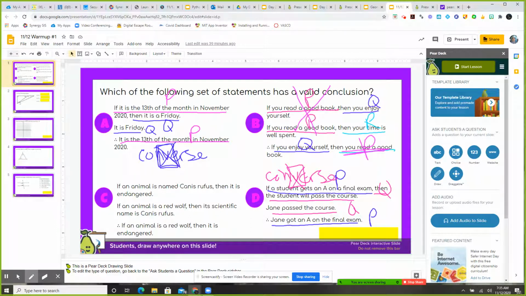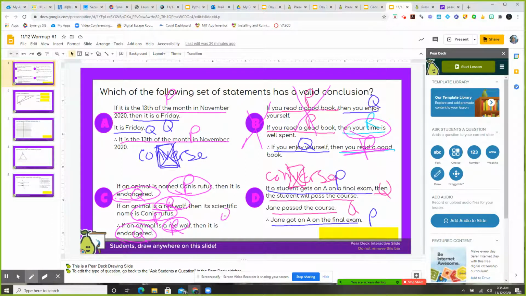And I don't even know where this time well spent came from. There's nothing else that matches that. So it can't be B. This is like all kinds of crazy syllogism, which means it must be this Canis rufus one. So that's P. Then it's endangered, that's Q. Then it's a red wolf, that's R. Then its scientific name is Canis rufus, that's P. Then it's a red wolf, that's R. Then it's endangered, that's Q. That's a whole lot of crazy going on.